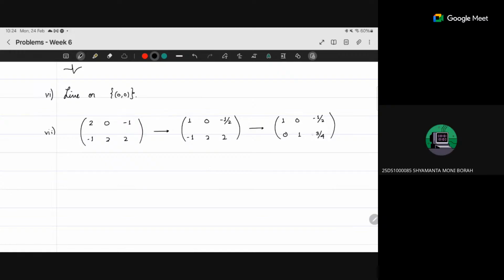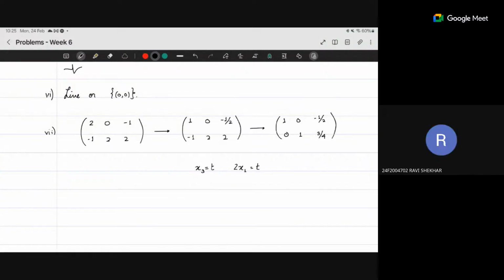So how do I find a vector in the kernel? The independent variable is x3. We can say x1 plus minus half times x3 is equal to 0. So x1 is equal to t by 2.